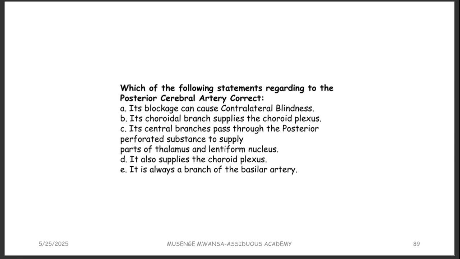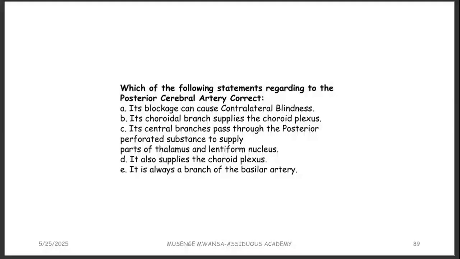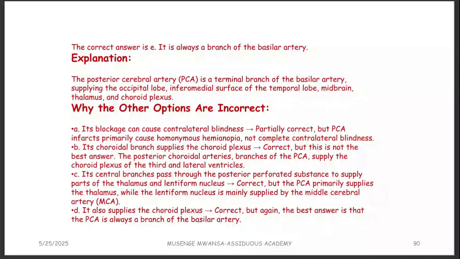So posterior cerebral, remember, yes, it comes from the basilar artery. Its blockade can cause contralateral blindness. Okay, that's not really false, but the most correct is it's always a branch of the basilar, because that's where the posterior cerebral comes from, right?